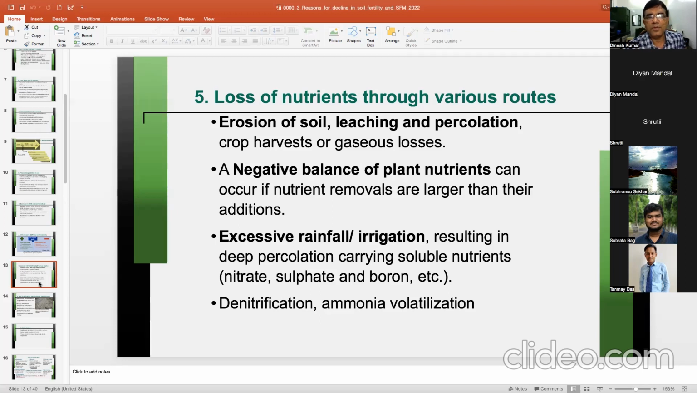No, sir. Ammonium is not leaching. Yeah, very good. Because what happens, they are positively charged. They are positively charged and they are attached to clay colloids and humus colloids. So they are not easily lost by leaching. But what will happen if your cation exchange capacity is low and your production of ammonium is more? What will happen under those conditions?